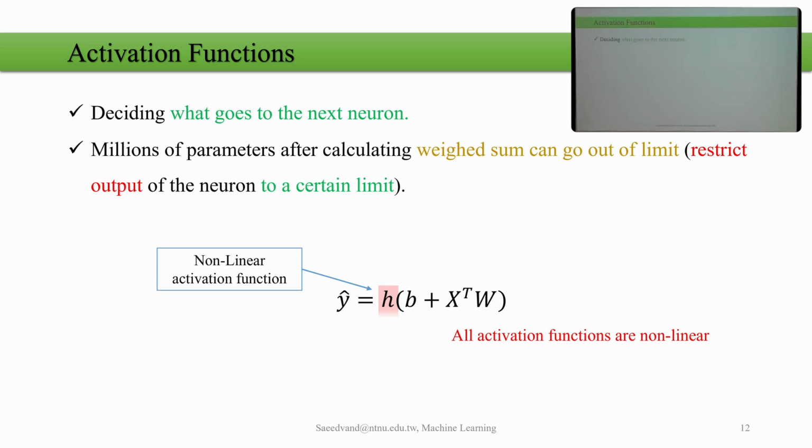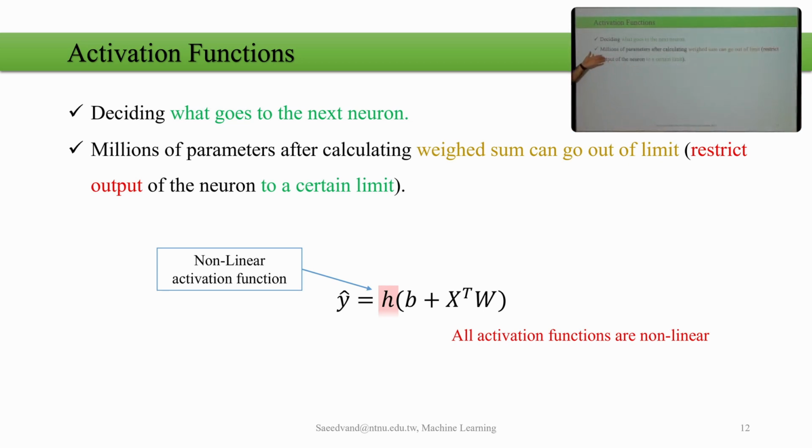Then we want to decide what goes to the next neuron. What was happening? Input was coming, we put some weights, we sum, and we apply some activation function. So if we have multiple layers, we want to decide what goes outside. With the activation function, we want to control it. Of course, we have millions of parameters. If the network is too big and lots of inputs are coming, the weighted sum can go out of limit. Lots of numbers are coming and you always sum them, and this number can get exponentially too big, because you're summing them up and multiplying with weights.